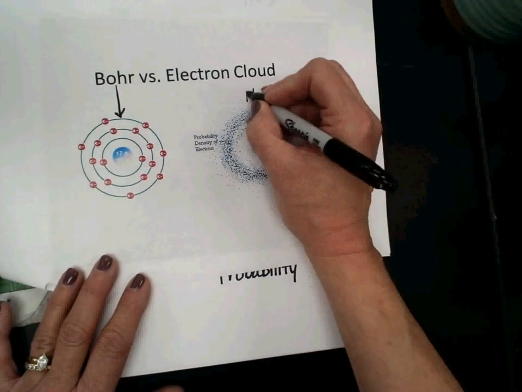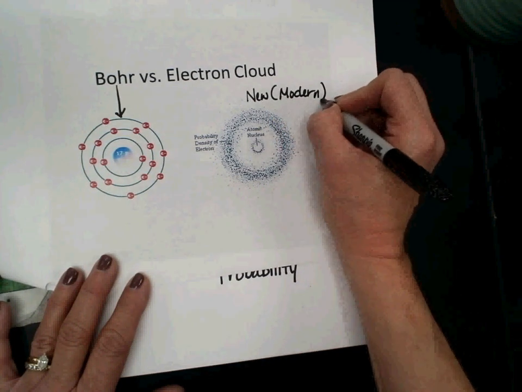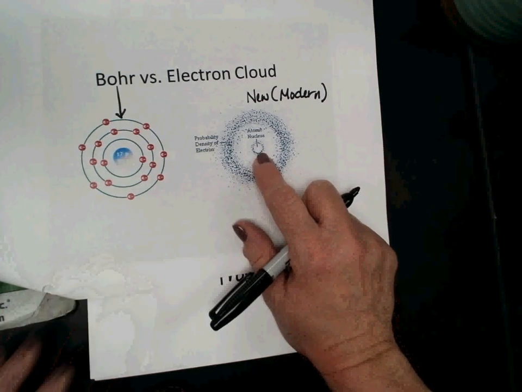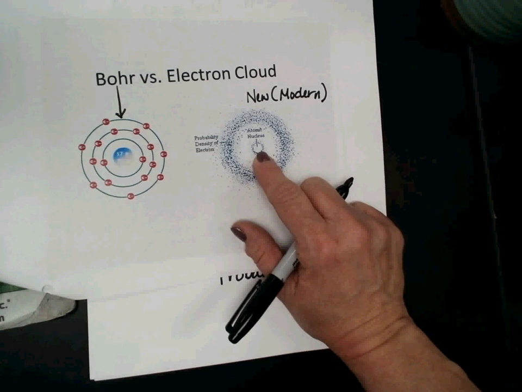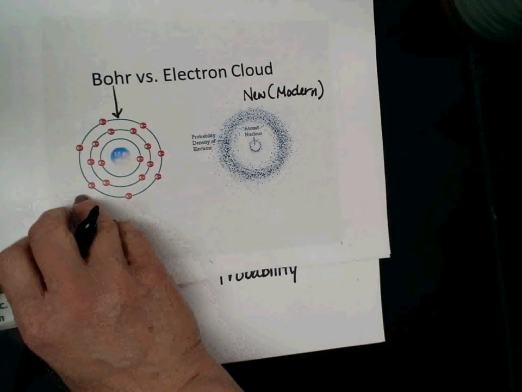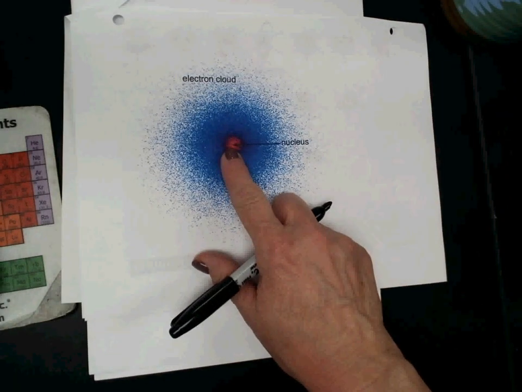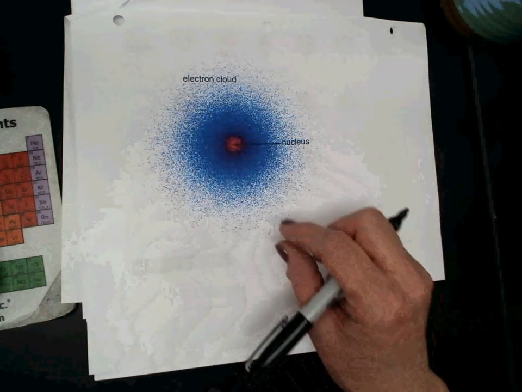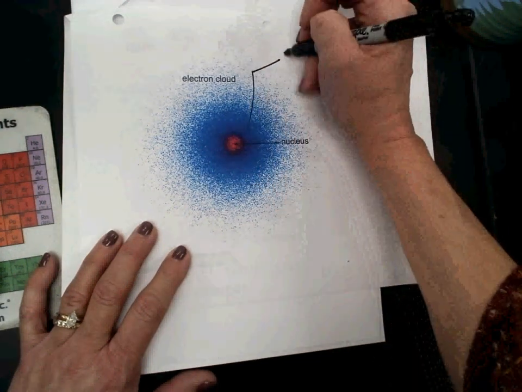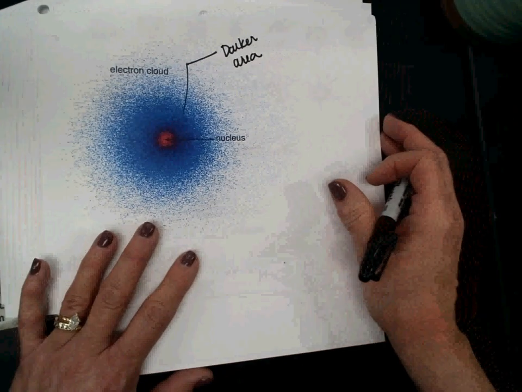Maybe draw an arrow. That's actually the Bohr model. This is the new or modern model. We know the nucleus is there, and we know outside the nucleus are the electrons. If I flip to the other picture, that's an even better picture, shows me the nucleus, and it shows me the electron cloud.